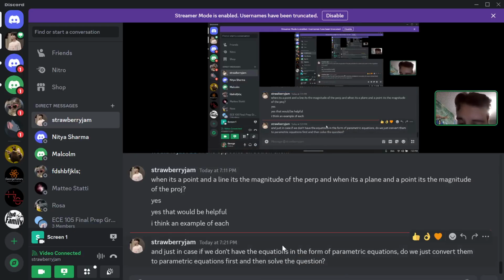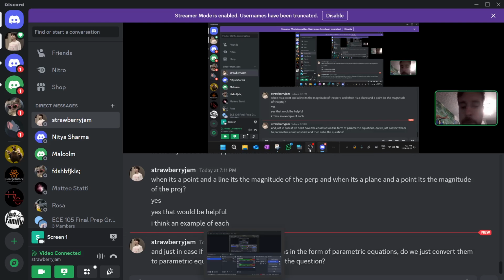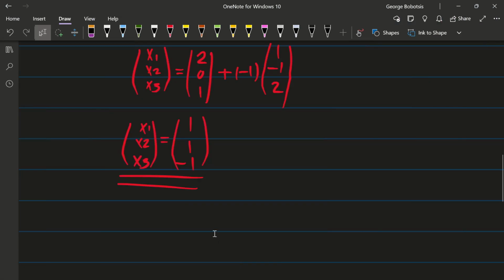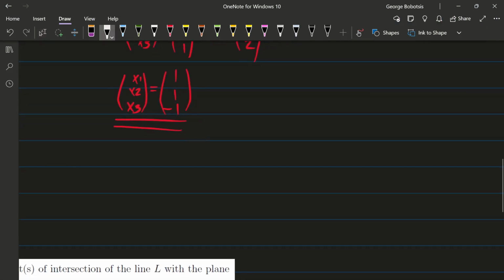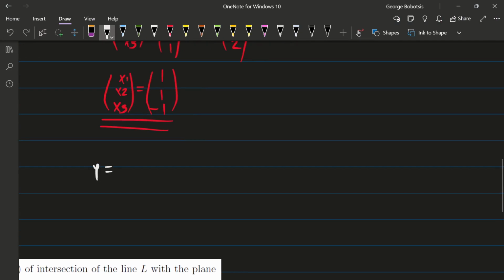And so you say here, just in case we don't have the equations in the form of parametric, do we just convert them? Yes. But some other times, guess what? If you had them, for example, in the scalar equation form, it would be a lot easier actually, because you would have something that looks like this. y equals 3x plus 1 and y equals 2x. If you had them in scalar form, you would return back to doing things like you did in functions.